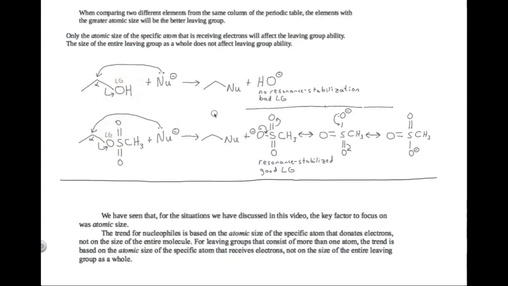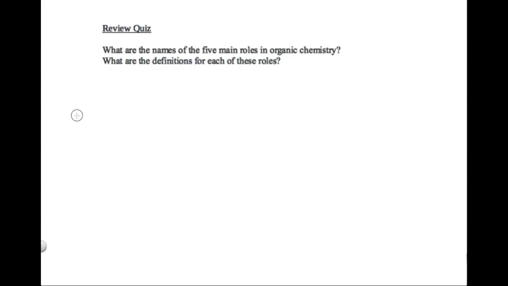And remember that the point that we just made about leaving groups also applies to nucleophiles. We've seen that for most of the situations we've discussed in this video, the key factor to focus on was atomic size. The trend for nucleophiles is based on the atomic size of the specific atom that donates electrons, not on the size of the entire nucleophilic molecule. And as we saw here, for leaving groups that consist of more than one atom, the trend is based on the atomic size of the specific atom that receives electrons, not on the size of the entire leaving group as a whole. Let's try a review quiz.